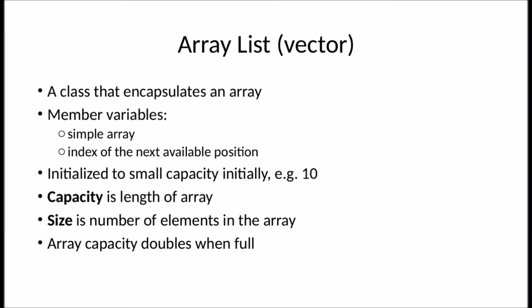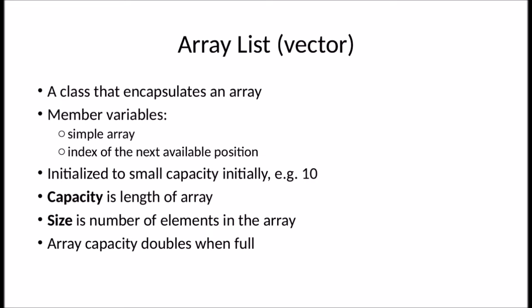An ArrayList encapsulates an array. That means it has two member variables, a primitive array, and an index that refers to the next available position within the array. Initially, the array is fairly small. It has a capacity of 10, for example.